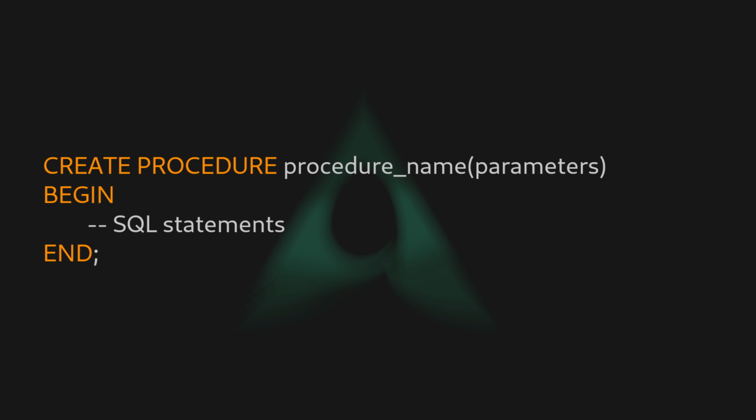This is the basic syntax for creating a procedure. First, we type create procedure, then we name that procedure, with parameters inside the parentheses, and after that, we can introduce a SQL statement, a command between begin and end keywords. Now let's go to the terminal and see how it works.